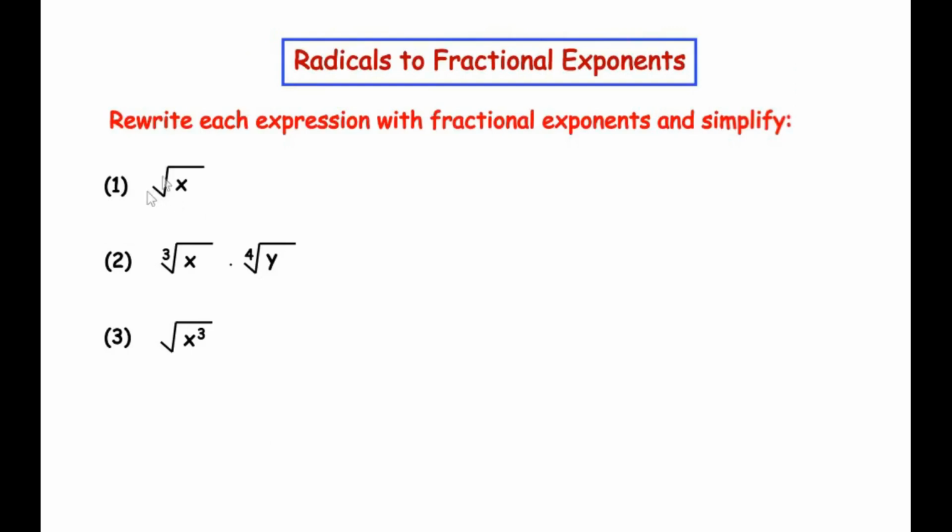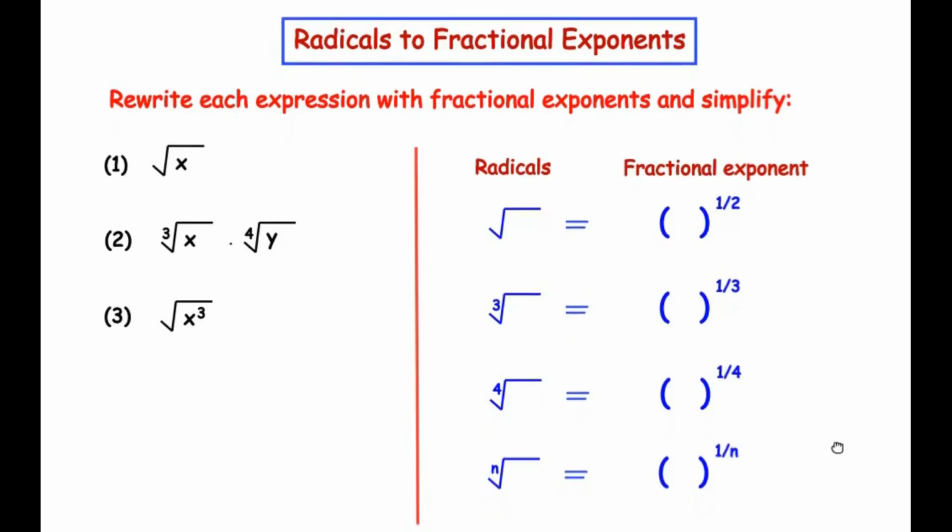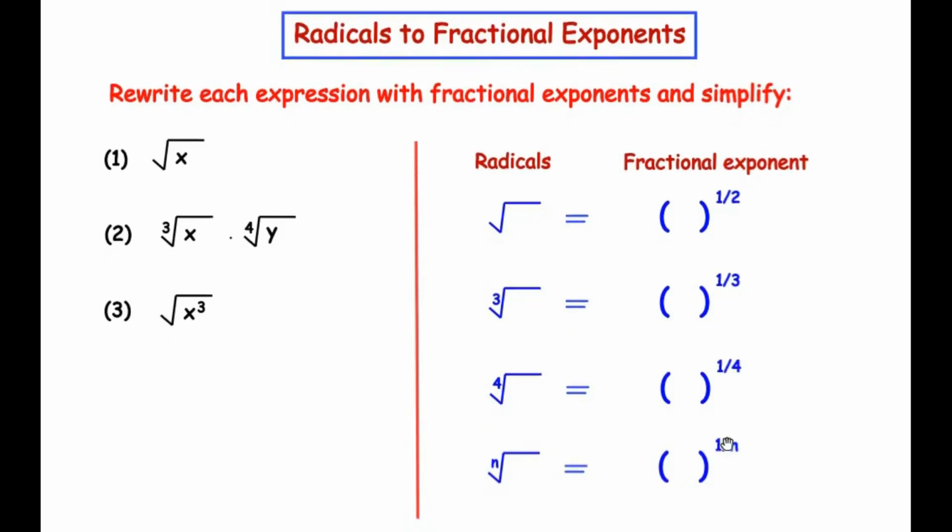Now let us first understand how to represent square root, cube root, fourth root and so on in terms of fractional exponents. Now the left hand side represents the radical format and the right hand side represents the fractional exponents. So square root of any number or any letter can be written in the form of fractional exponent as the letter or the number to the power of 1 over 2. If it is a cube root, then we are going to convert it into a fractional exponent by raising it to the power of 1 over 3. If it is a fourth root, then it is going to be 1 over 4. And in general, for the nth root, we are going to write the fractional exponent as the letter or the number raised to the power of 1 over n.